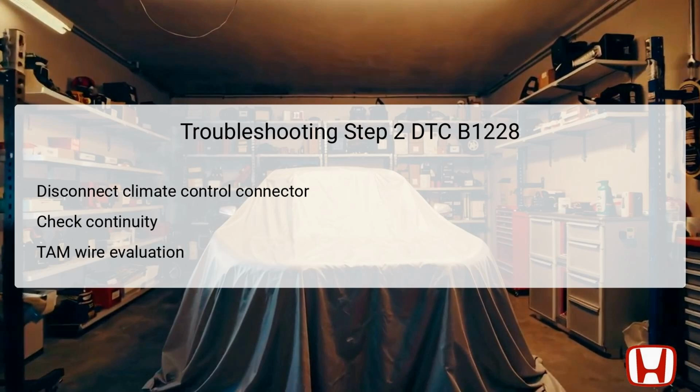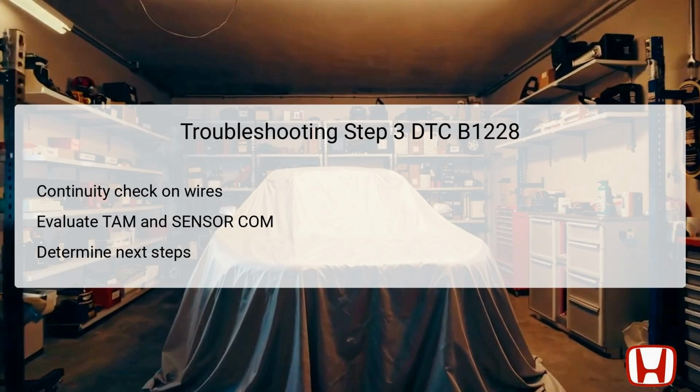Specifically, continuity should be checked between climate control unit connector A pin number 11 and the body ground. This is crucial as the presence of continuity indicates a short to ground in the TAM wire. If continuity is confirmed, troubleshooting moves towards repairing the short. If not, it indicates that the TAM wire itself is not shorted, allowing for further progression in the diagnostic process.